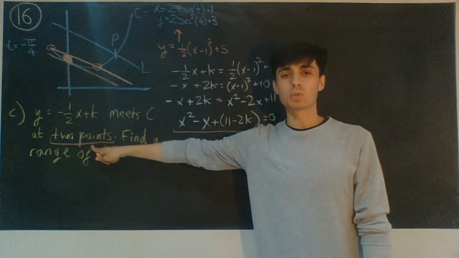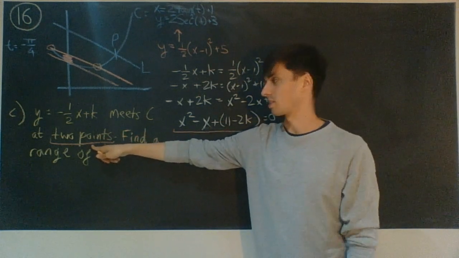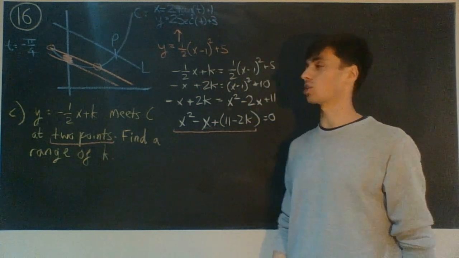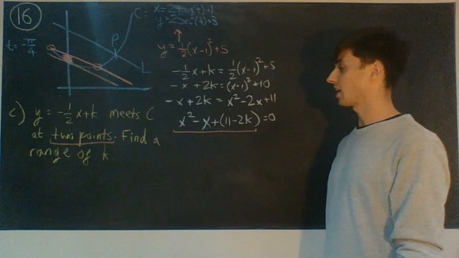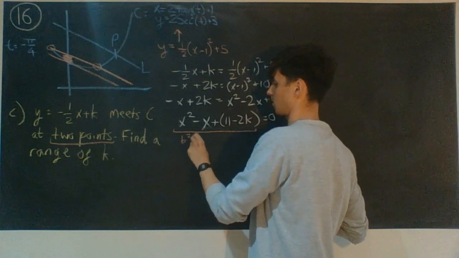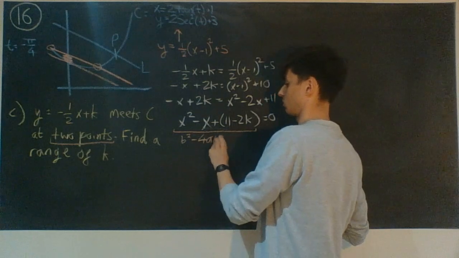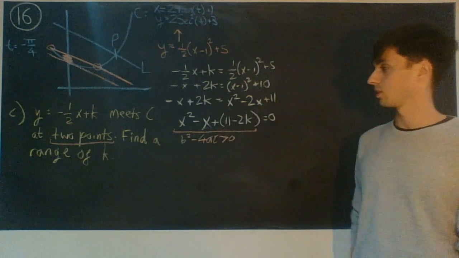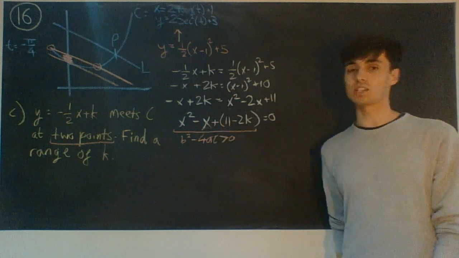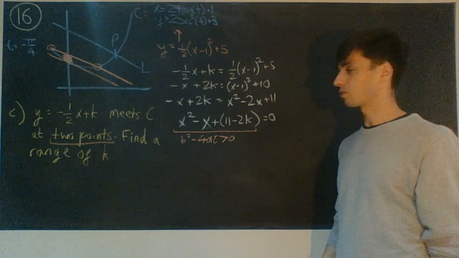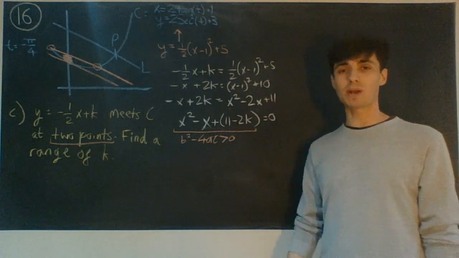They need to be equal to each other at exactly 2 points though, so that should tell us something about this quadratic equation. Namely, that its discriminant, b squared minus 4ac, must be strictly greater than 0. That ensures that this thing has got two solutions. This is really helpful for us because it should help us track down k.